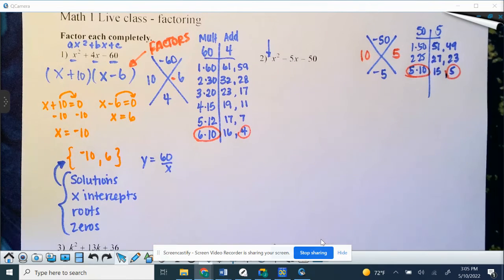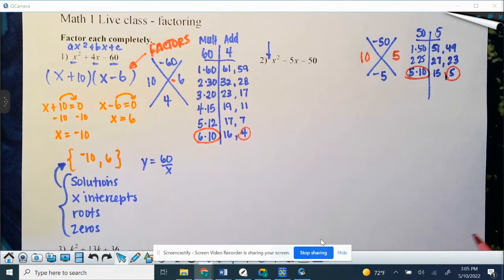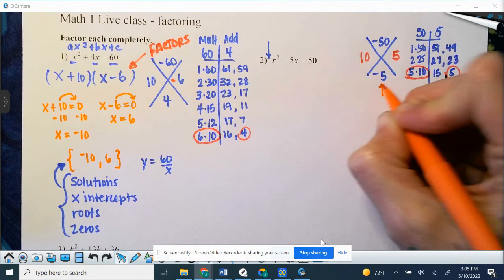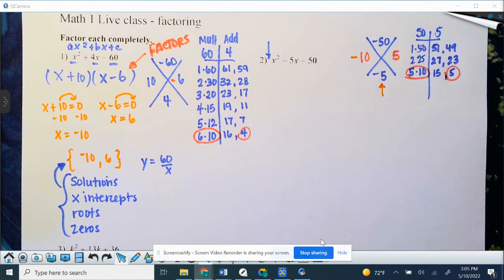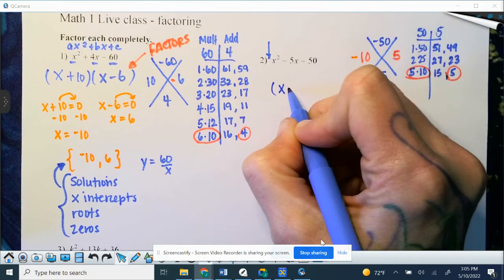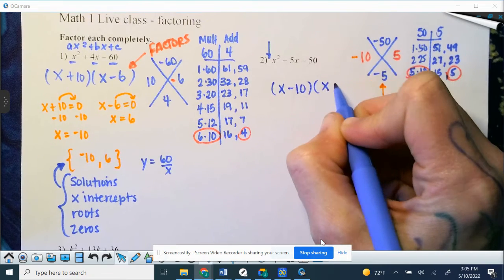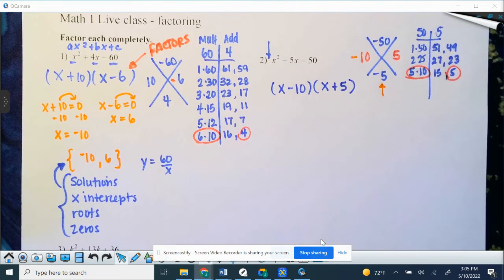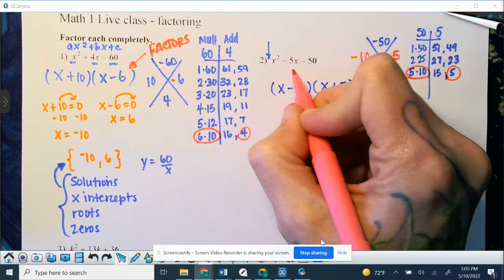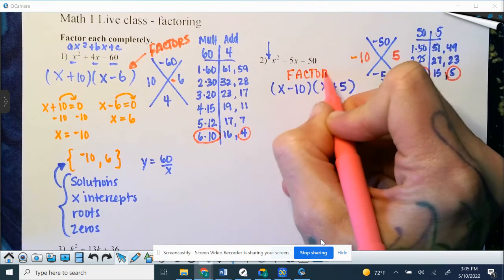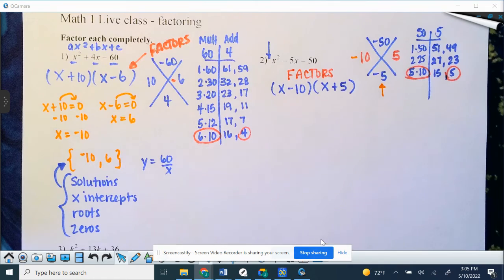Should I make the 10 or the 5 negative if I'm ending with a negative in my B place? Yep, exactly. If B is negative, at the very least, the largest one is always going to be negative between the 10 and the 5. So from here, we have x minus 10, x plus 5. Saying it again till I'm blue in the face, these are the factors. So if it says to factor the quadratic, that's it. That's all you have to do.